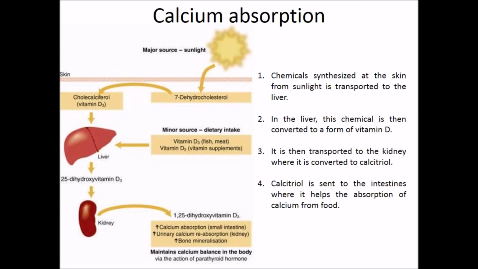The third one is calcium absorption. As the skin is exposed to sunlight, it synthesizes chemicals. These chemicals are transported to the liver, and in the liver, this chemical is converted to a form of vitamin D. Vitamin D can also be obtained from dietary intake. As this form of vitamin D is transported from the liver to the kidney, it is converted into calcitriol.